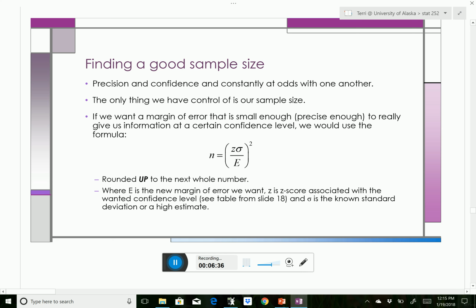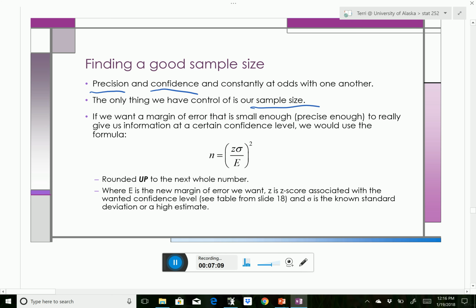And the problem is we've constantly got precision and confidence at odds with each other. Because if we become more confident, we make our net wider, and you're not telling me anything with the confidence interval that I didn't really already know intuitively. So the problem is we need to find a big enough sample size. It's really the only thing that we can control. So how do we go about doing this?